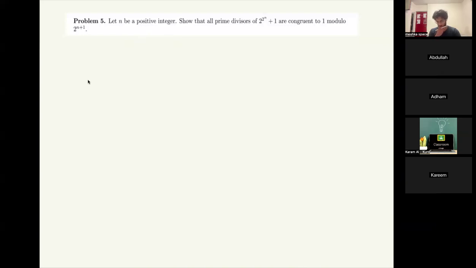So let's see. We can start. Suppose p is a prime divisor. Okay, so it means that 2 to the 2 to the n is congruent to minus 1 mod p. Right? And now we want to conclude that p is 1 mod 2 to the n plus 1. So what can we do?